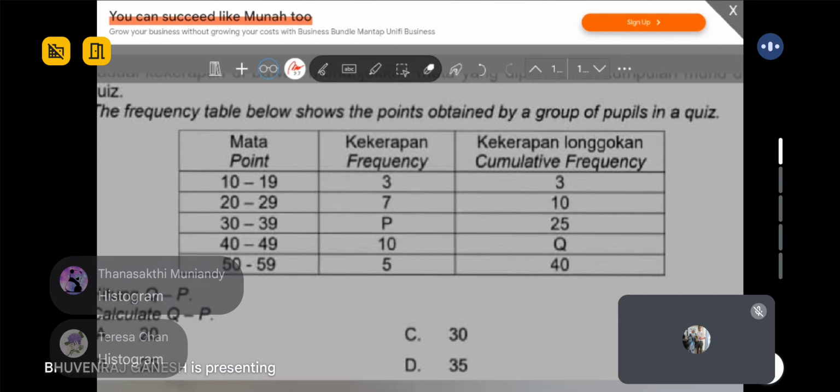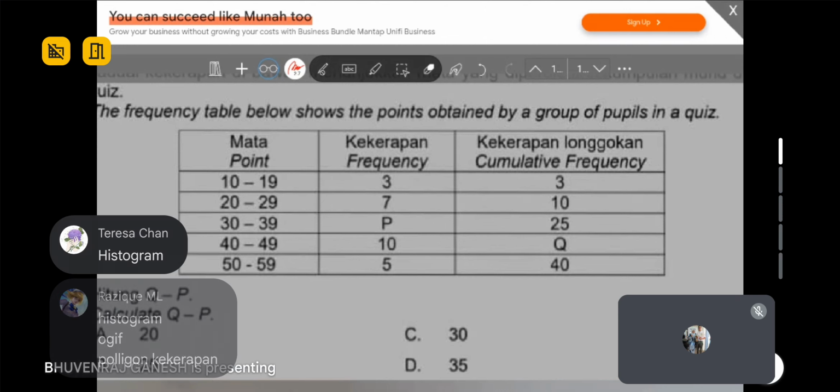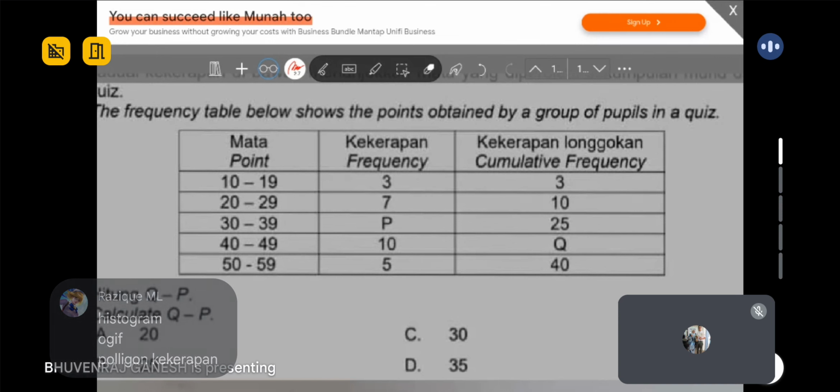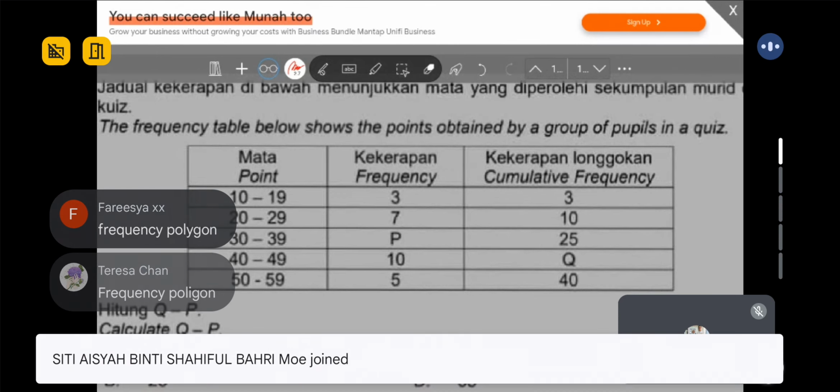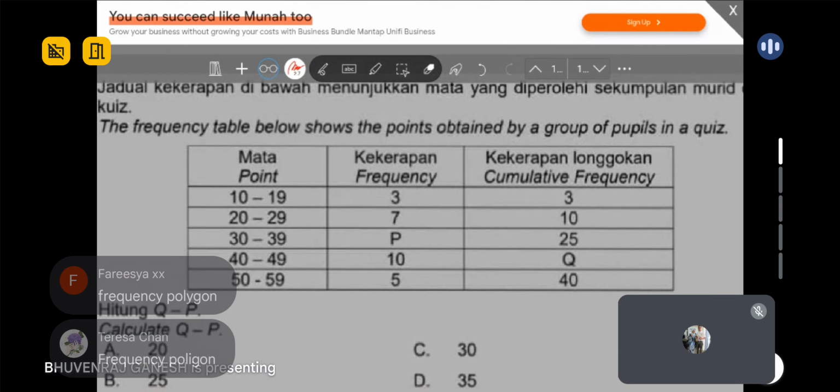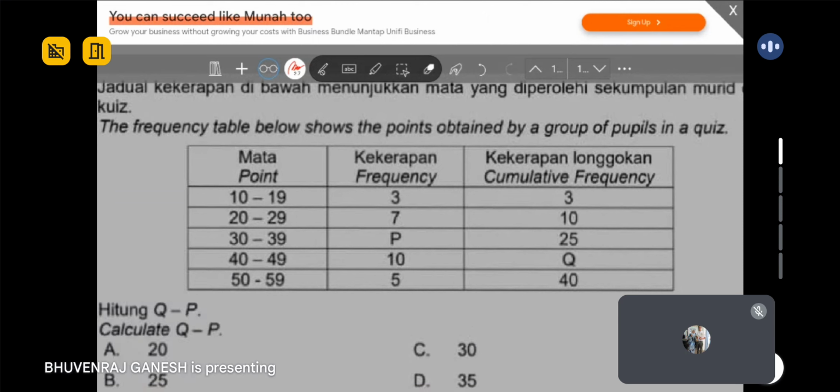Histogram, betul. Okay, one more. Okay, very good. Polygon kekerapan, guys. Frequency polygon, correct. Very good. Okay, so always remember these three graph only. They will ask you over here, tiga graph. So you must know all the three.